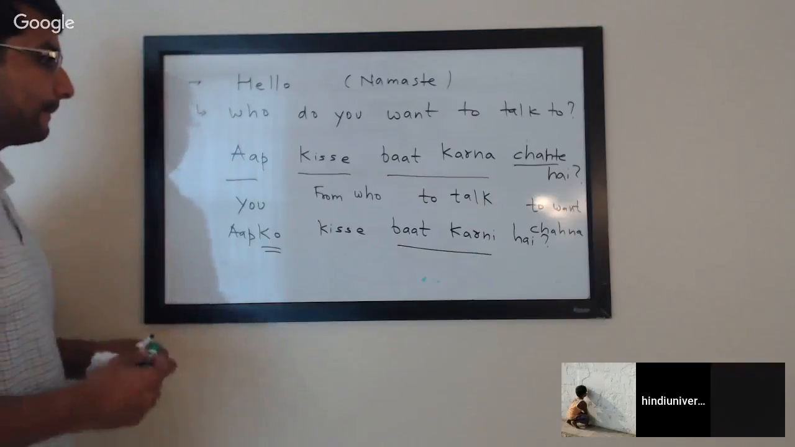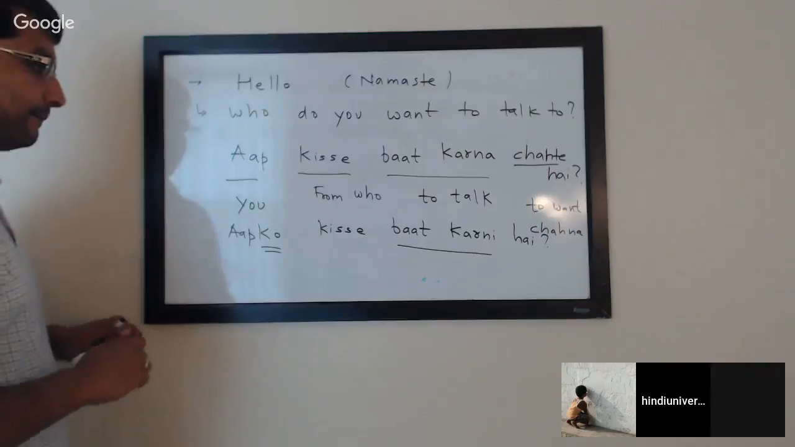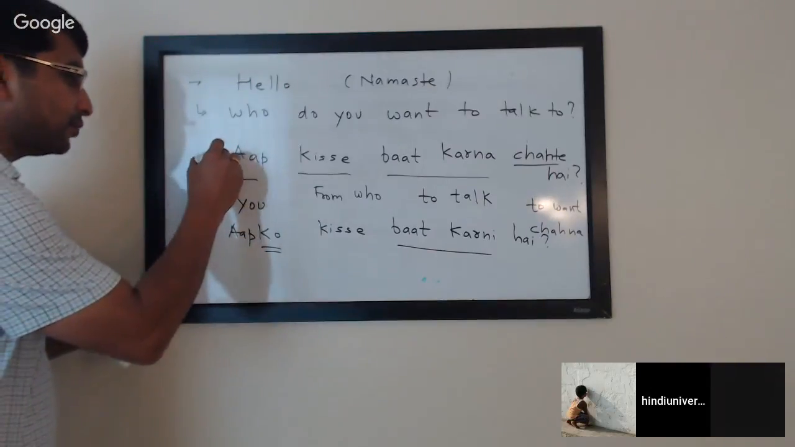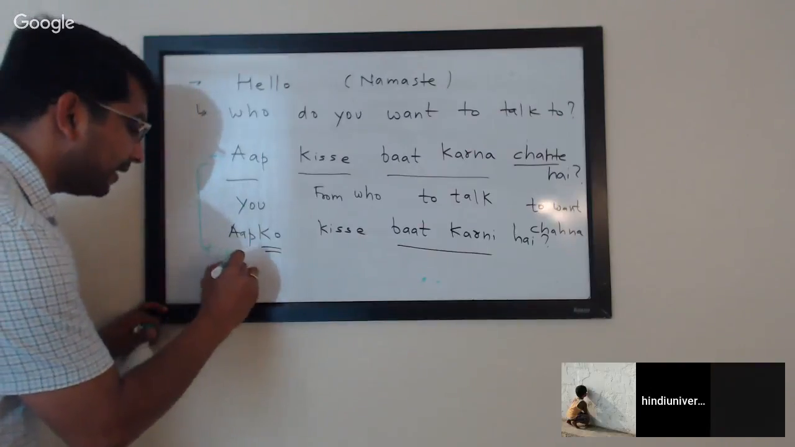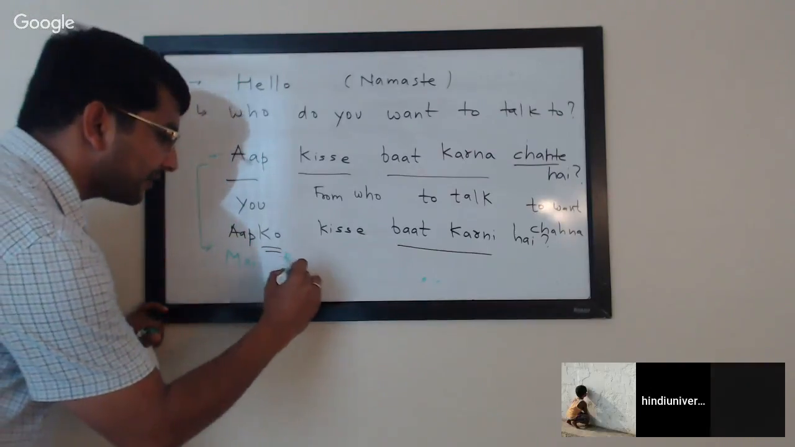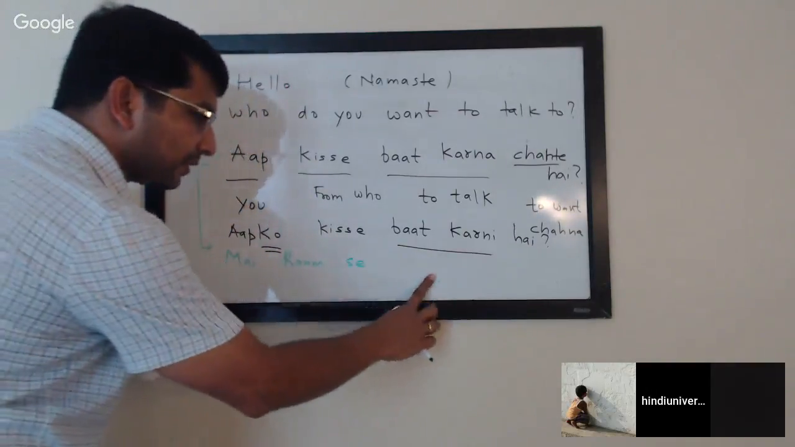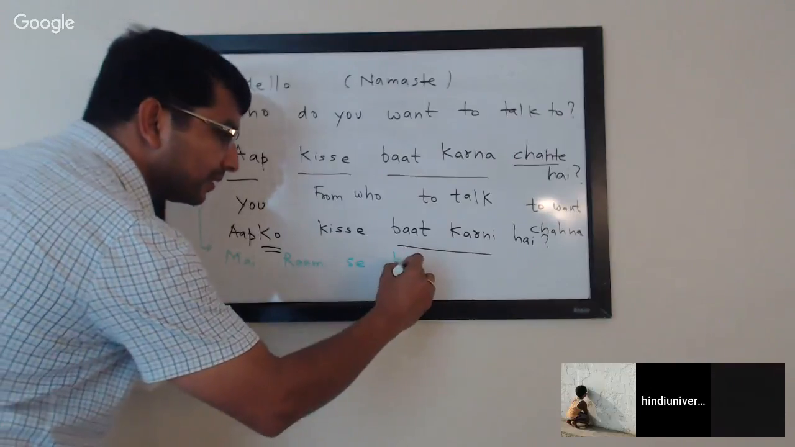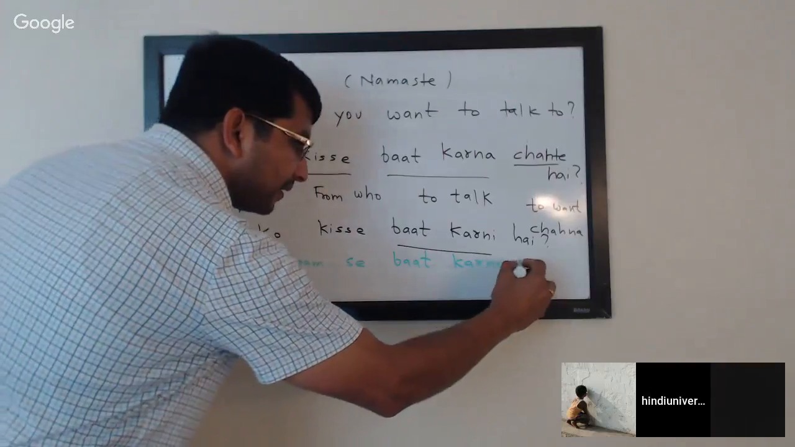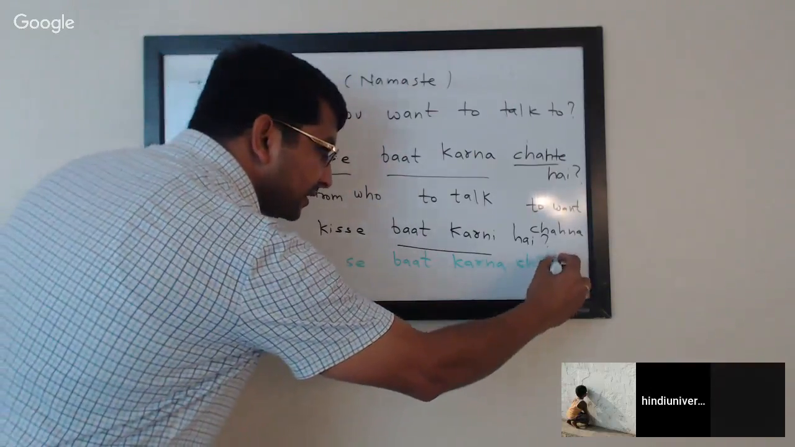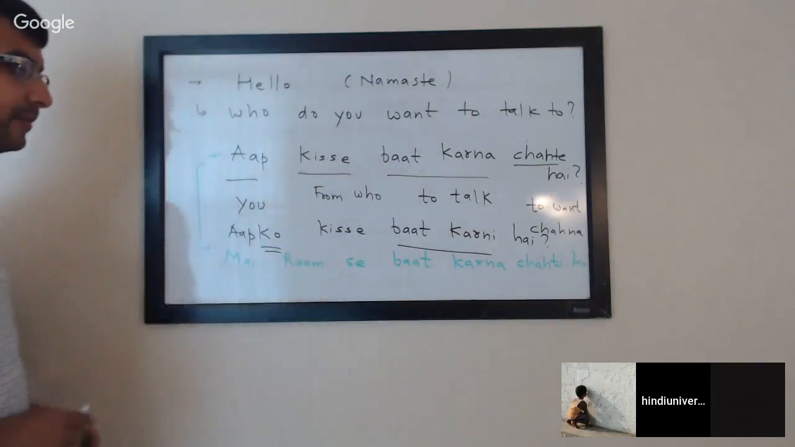मैं राम को राम से बात करना चाहती हूँ. Okay. If you're using this sentence, you know, the corresponding would be मैं राम से. Hopefully this is visible. Okay, let me know if the मैं राम से बात करना चाहती हूँ. What about the other one?